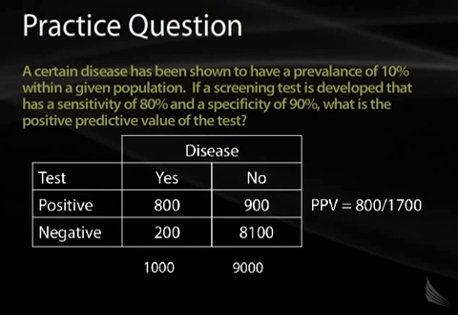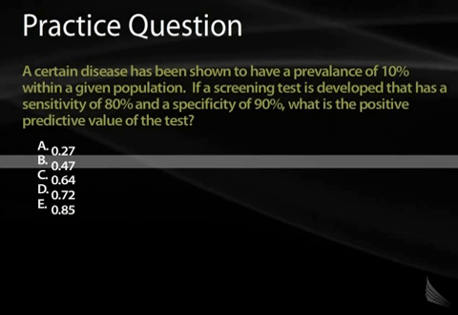Now we have a fully filled out 2x2 table, and we can answer the more mundane question of what is the PPV. Well, we know already that the PPV is going to be the true positives, the top left value, divided by the total positives, all of the values in that top row. So that will be 800 divided by 1700 equals 0.47. I could have redone this question with any other total number. If I chose a total number of 100,000 people, I could fill in all these boxes and I should get the same value in the end.